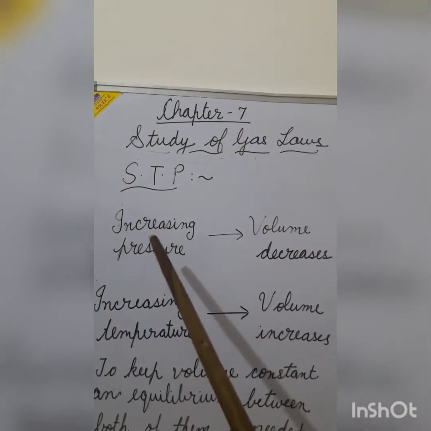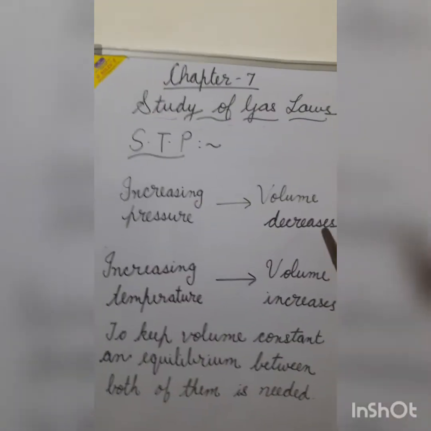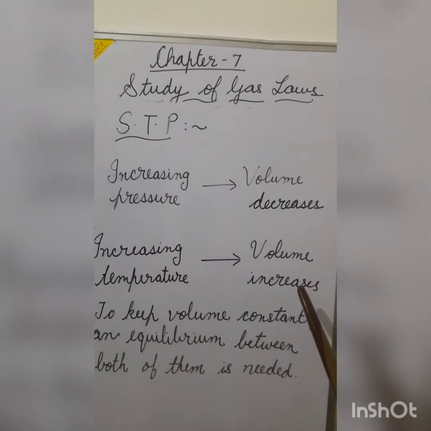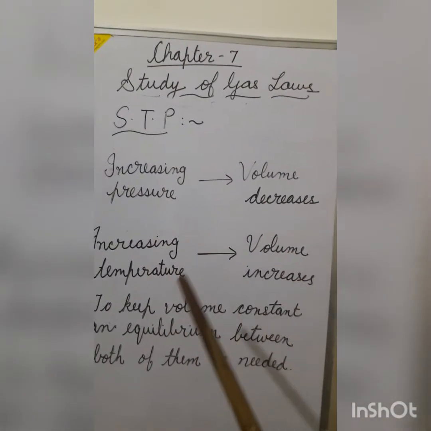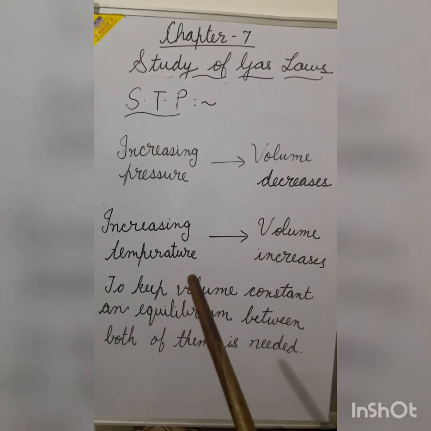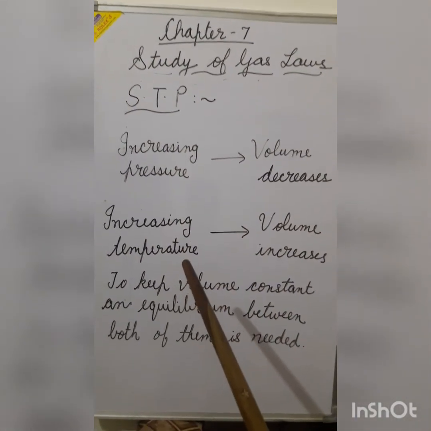Now we have already studied that by increasing the pressure, the volume decreases. On increasing temperature, volume increases. So if we want to keep volume constant, we have to maintain an equilibrium between the increasing pressure and the increasing temperature.